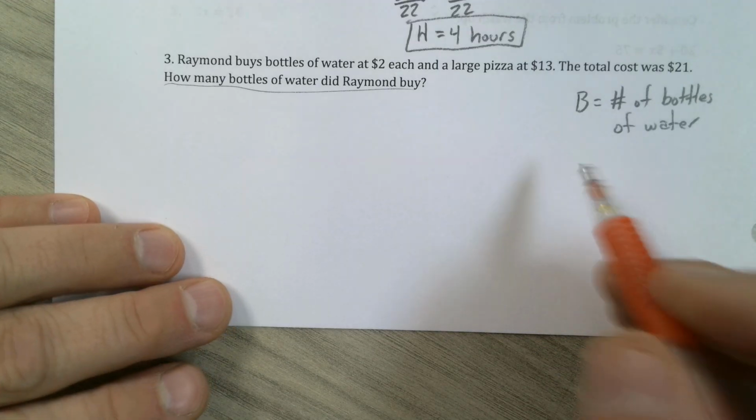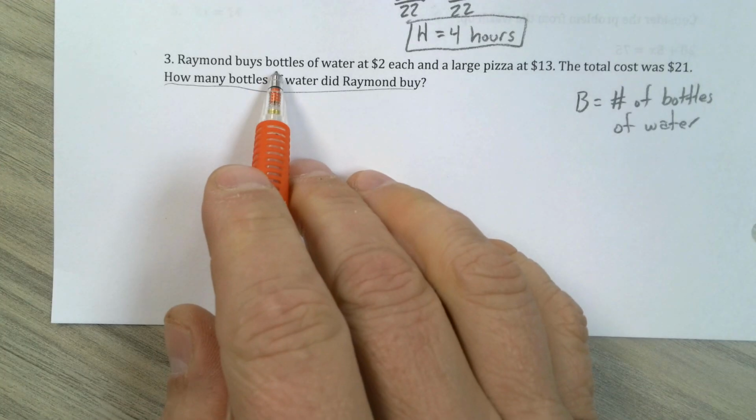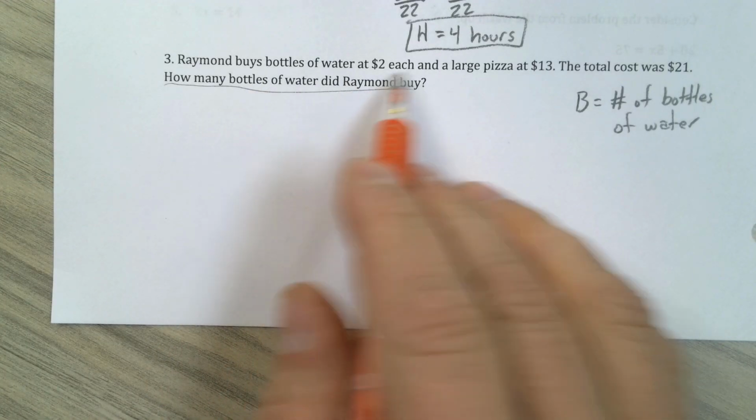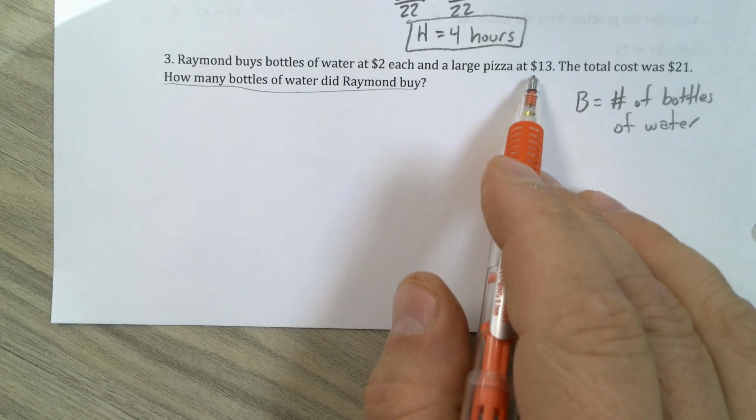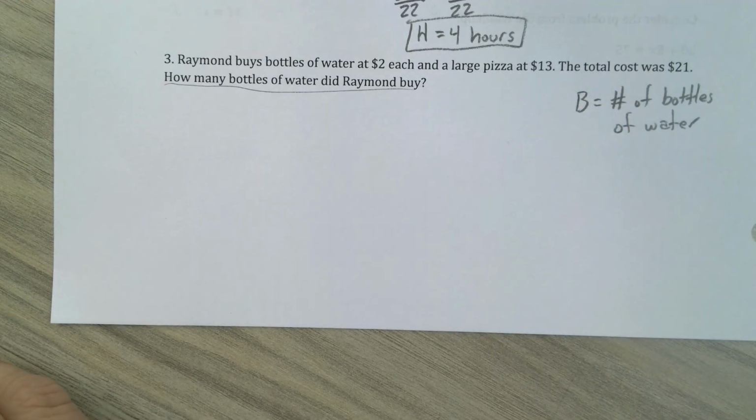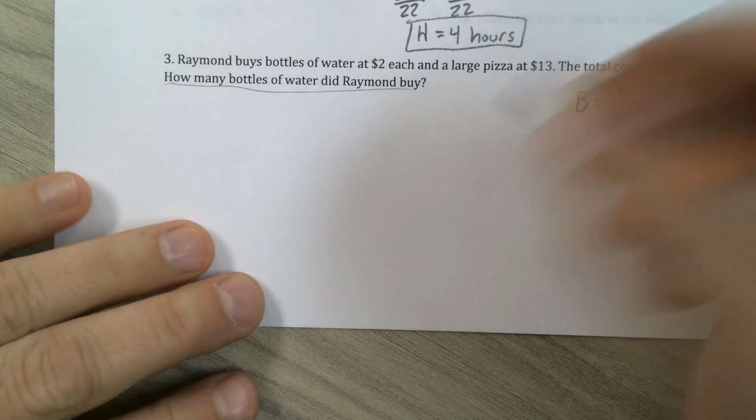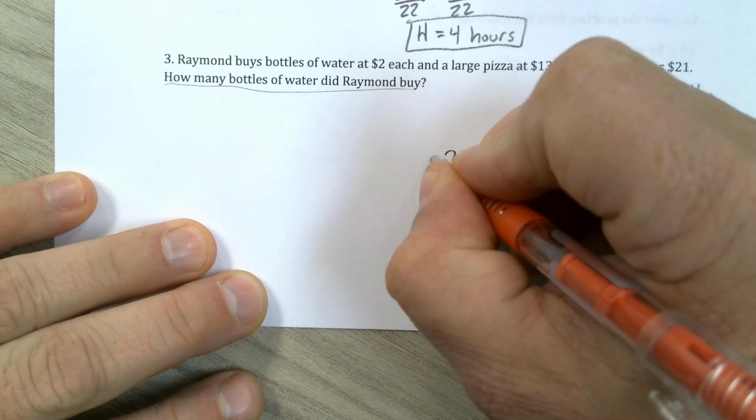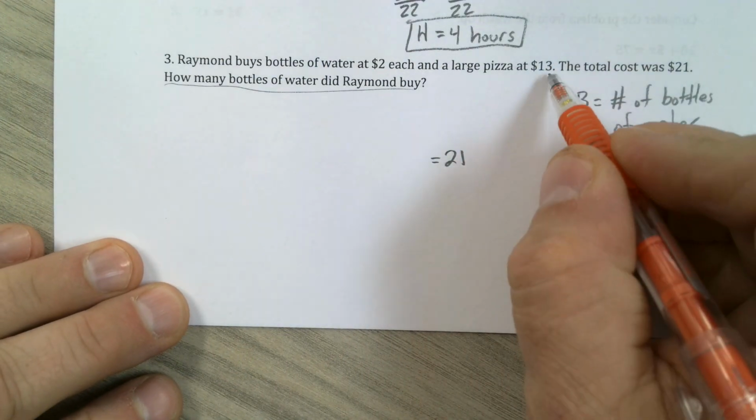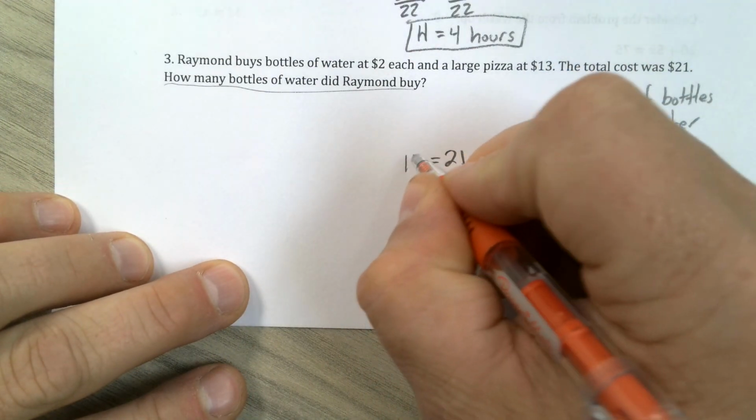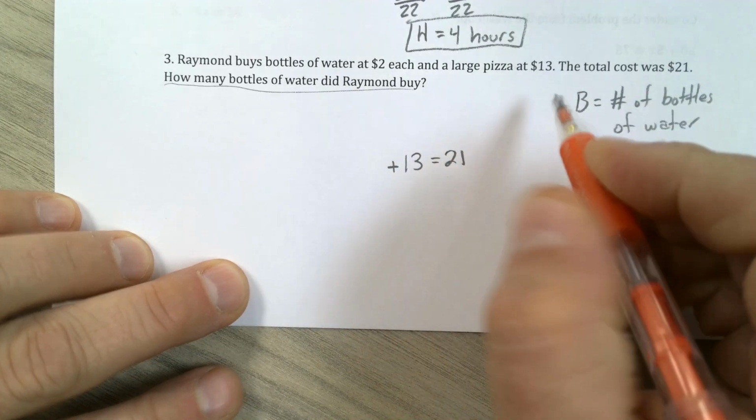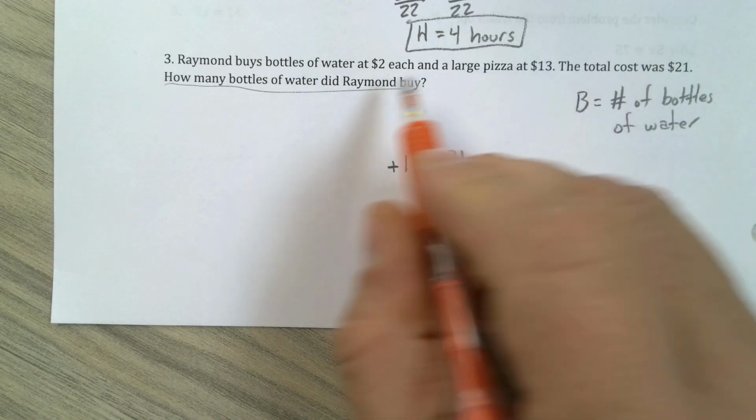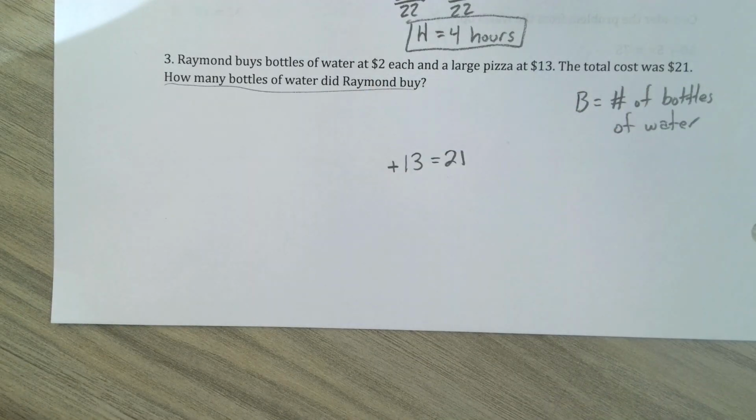All right, so Raymond buys bottles of water at $2 each and a large pizza at $13. The total cost was $21. So since we know the total, we'll start with that. And what did the $21 consist of? Well, part of that was a $13 pizza. That's a one-time cost, right? And then bottles of water at $2 each.